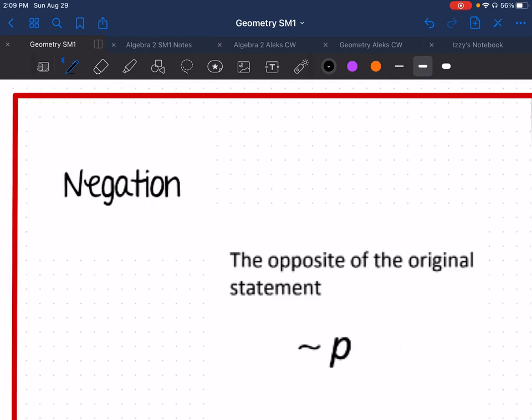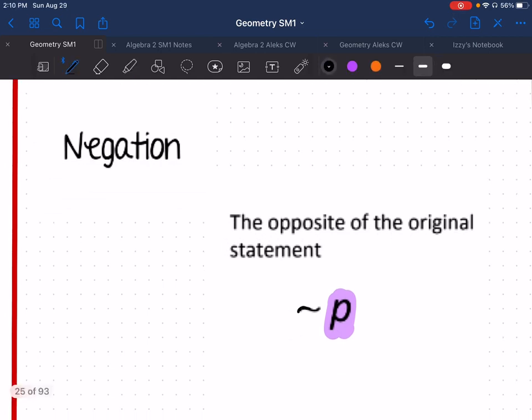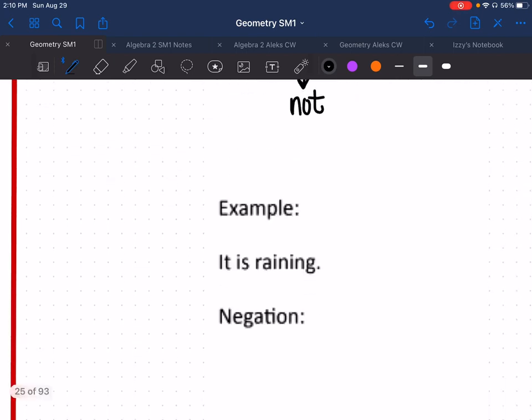All right, next we're going to talk about negation. What does it mean to negate something? And we're going to do this before we talk about the next type of conditional statement. So when we talk about negating something, we're talking about doing the opposite of the original statement. So here's my original statement, and we're using the letter P, which is our hypothesis. That's why I highlighted it in purple. But notice this symbol right here. Let me darken it in. This symbol right here simply means that I'm going to add the word not, not P, okay?